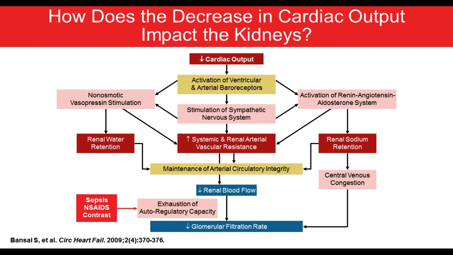In addition to this, if you have any other superimposed insult like infection or sepsis, which cause further decrease in the renal blood flow, or you have NSAIDs like Aleve, Advil, Motrin, ibuprofen, they will cause further decrease in the renal blood flow because they inhibit the prostaglandins, which are the vasodilators, or contrast, which is another vasoconstrictor. So you will impair the renal blood flow more, which is already compromised from a decreased cardiac output, and you bring on a decrease in the kidney function.